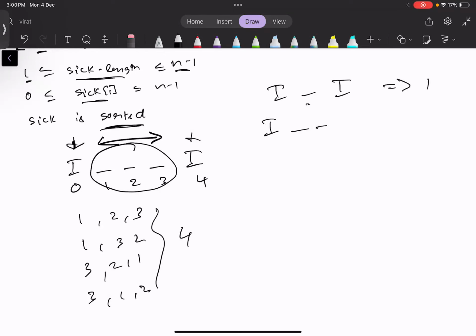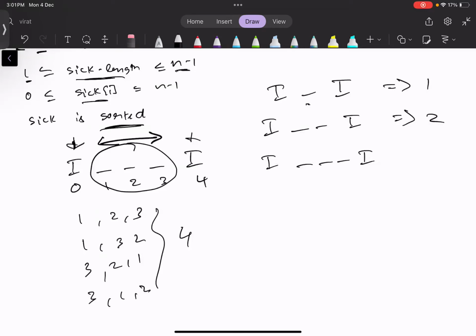Now for this, what is the number of ways? Either 0, 1, 2, 3, right? Either 1 gets infected first, then 2, or 2 gets infected first, then 1. So there will be a total of 2 possibilities in this scenario. All right. So that is 2.